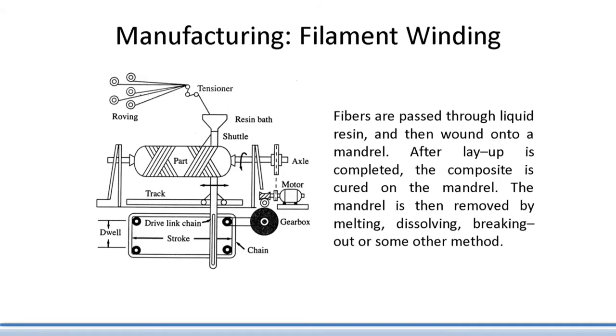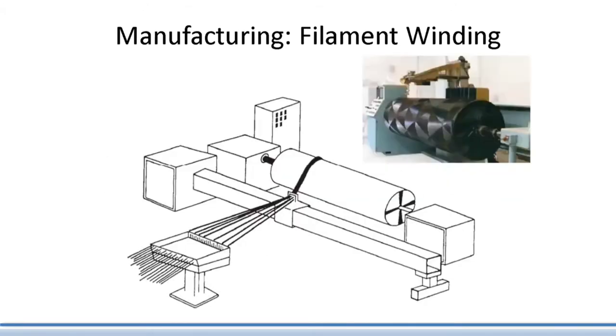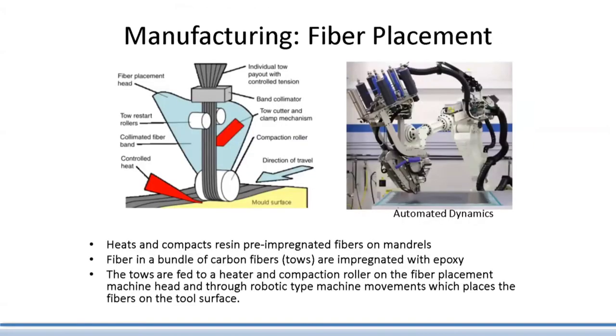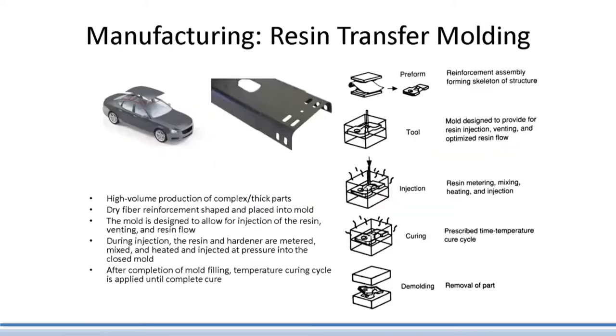We talked about filament winding. I won't cover this again. And we looked at how filament winding works. We talked about fiber placement and how it works in a very nice way, where the tows are fed into a heater, and then it already has a compaction roller right there. As the fiber is put down, you're rolling it and you're getting the highest compaction possible.